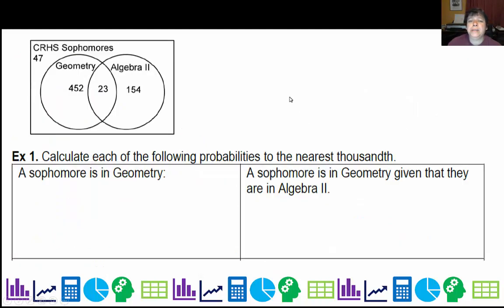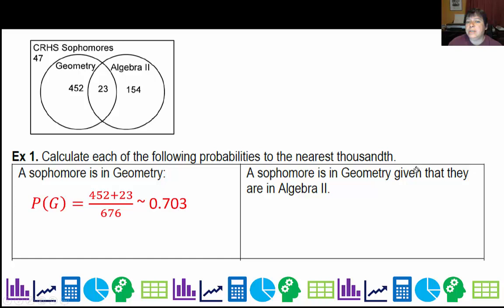Now we're going to calculate some probabilities. Probability a sophomore is in geometry. Well, all that is this group of sophomores here over the total, which we said was 676. So we get 0.703, or about 70.3% of sophomores are in geometry.